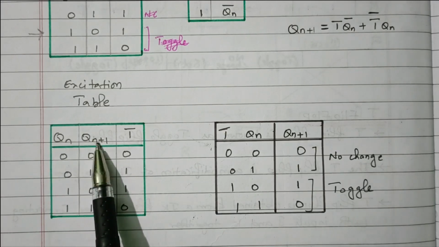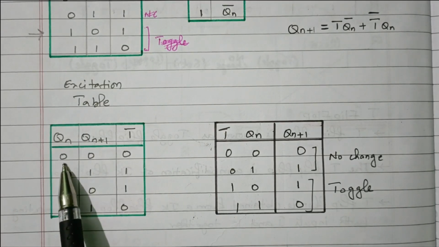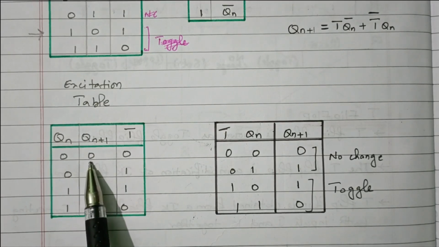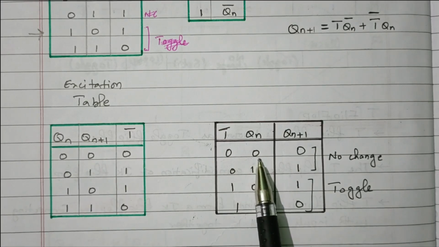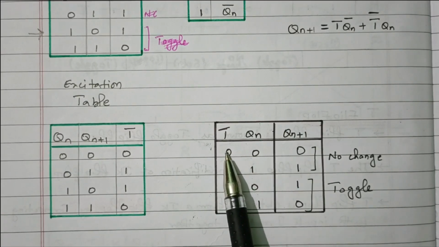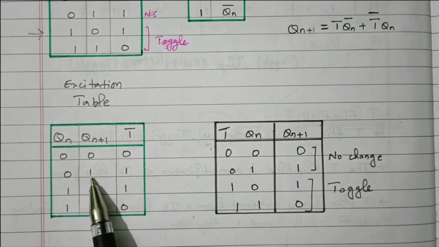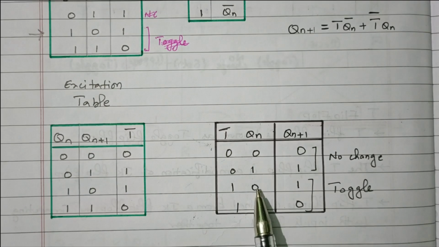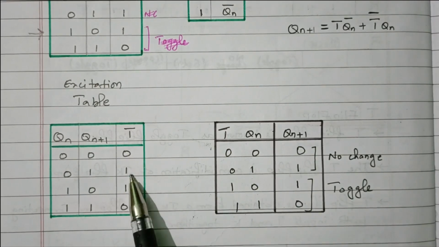So Qn and Qn plus 1, 2 bits, 4 combinations: 00, 01, 10, 11. We'll check the first one. Present state is 0, next state is also 0, and what is the input? We need to give T as 0. For 01, present state is 0 and next state is 1, which means the T value is 1.